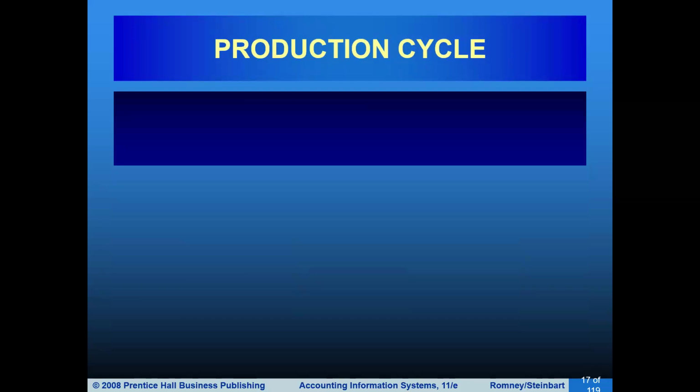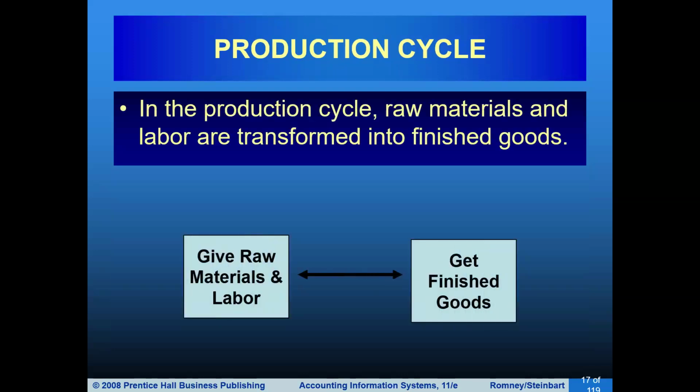The production cycle is also a very common cycle, one of the five cycles. In the production cycle, raw materials and labor are transformed into finished goods, because you convert the raw materials to finished goods. That is what the production cycle means. You give raw materials and labor and you get finished goods, completed products. You have to give raw materials, you have to give labor, right? Sometimes materials including overhead, etc., to get the finished goods.